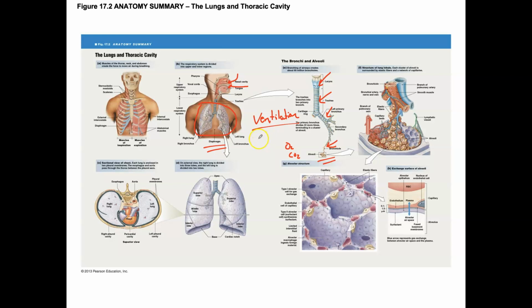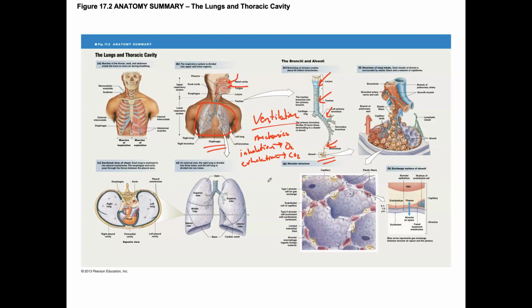Ventilation is the mechanics behind inhalation and exhalation. Inhalation is really just talking about how we bring respiratory gases into our lungs so they can be exchanged at the level of the alveoli. So how do we inhale oxygen? And exhalation is really talking about how we exhale carbon dioxide. We'll look at that in more detail in future videos.